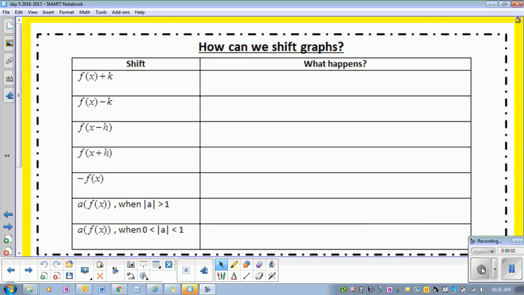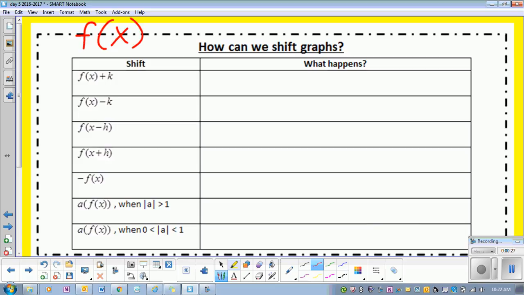Today, we're going to look at something called transformations of graphs, the shift of graphs. That is basically just saying how the graph moves. Here's what I'm talking about. You guys have just a regular old function, and your regular old function is f of x.